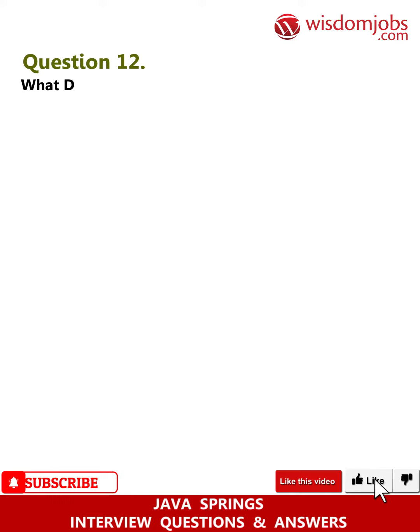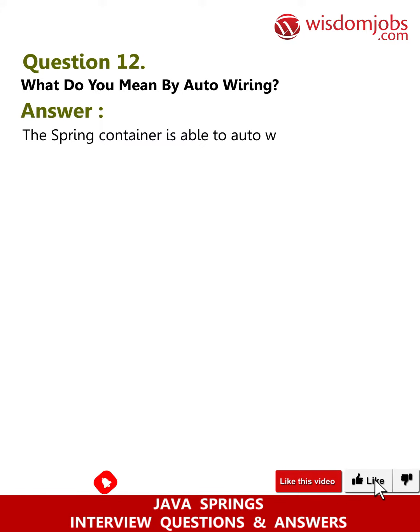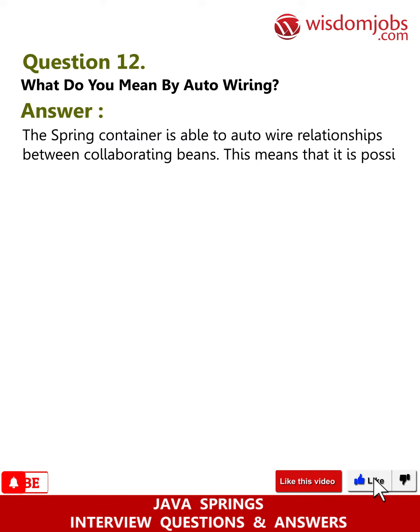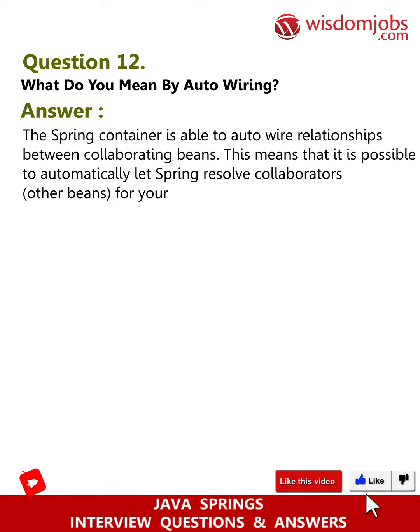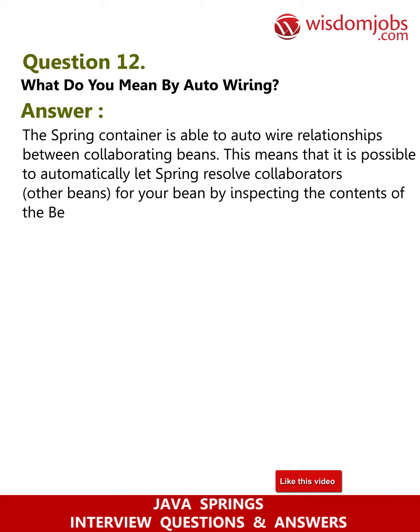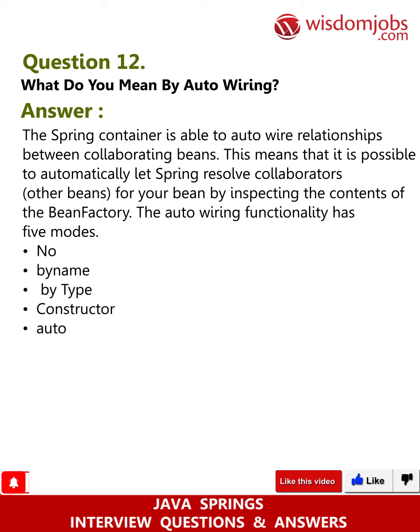Question 12. What do you mean by autowiring? Answer. The Spring container is able to autowire relationships between collaborating beans. This means that it is possible to automatically let Spring resolve collaborators, other beans, for your bean by inspecting the contents of the bean factory. The autowiring functionality has 5 modes: no, byName, byType, constructor, autodetect.